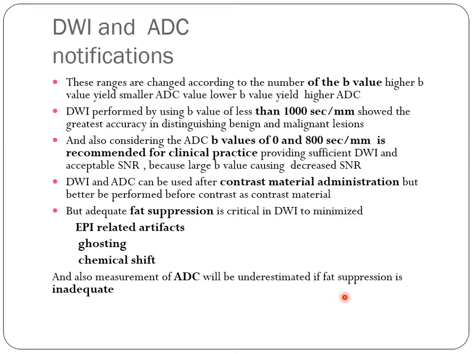So in brain MRI, we look for a higher B value. Yes. While in breast diffusion, we need a lower B value of 800. Yes.